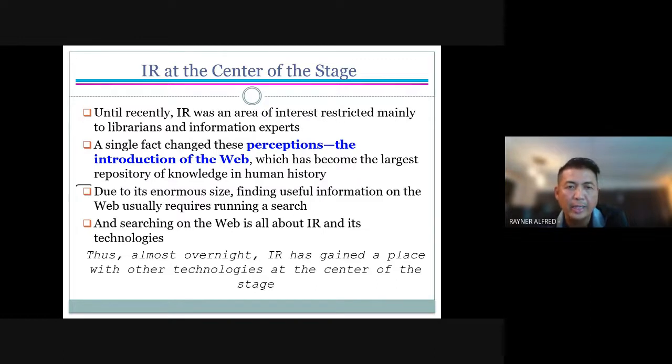We also look at the size of the data that we have, and how do we find useful information on the web within a specific time frame. We want to have, once you type in the query, they give you the answer in a few milliseconds. Okay. So IR now becomes the most exciting area if you look back at our everyday life.